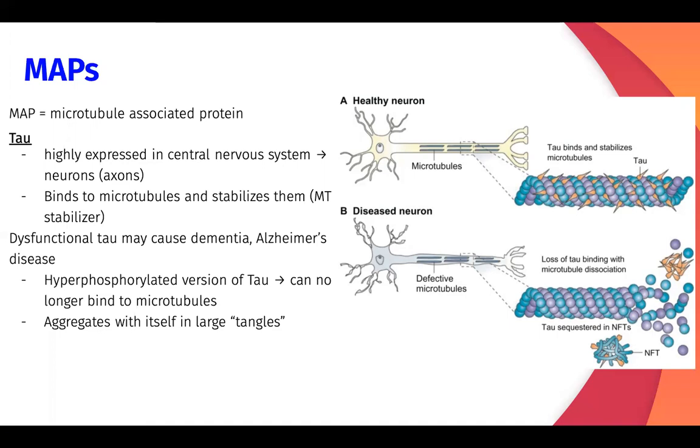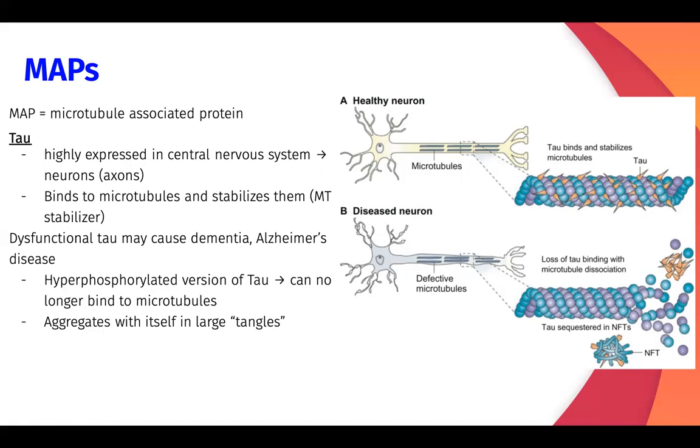So when we have dysfunctional tau, this causes neural detriments. Examples that we know are dementia and Alzheimer's, because a hyperphosphorylated version of tau can no longer bind microtubules. If tau is forever phosphorylated, it can't bind the microtubules like it normally did. And then it freaks out and aggregates with itself, kind of like how hydrophobic R groups will aggregate when they're exposed.